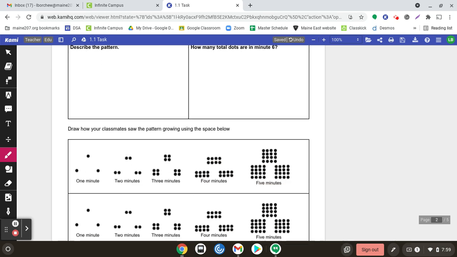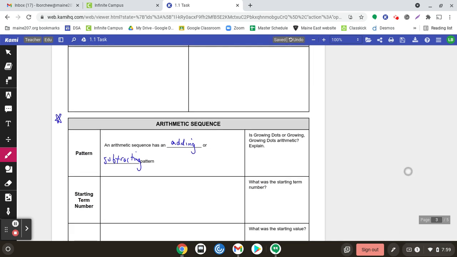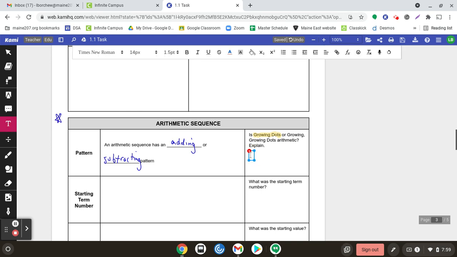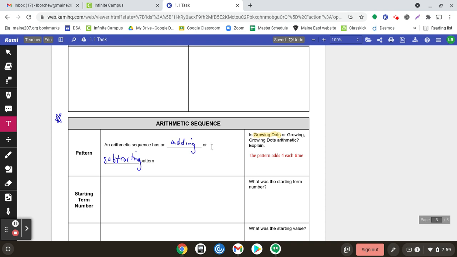So if you go back to page 3, an arithmetic sequence has an adding or subtracting pattern. So the one that had an adding or subtracting pattern was the first one, called growing dots. And we would explain by saying the pattern adds 4 each time. That's what we identified as the pattern.